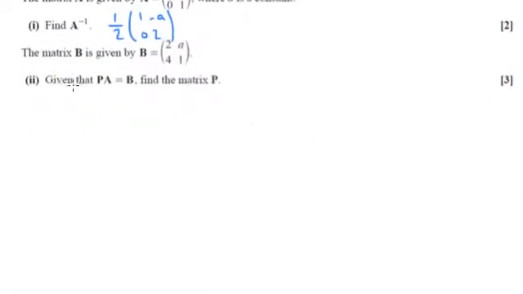Okay, part 2 wants us to solve this equation. It wants us to calculate p given that p times a equals b. So what we need to do is realise that if p times a equals b, if I times this by the inverse of a on the right hand side here, I need to do it on this side of the equation too, so that's b times a to the minus 1. Then a times the inverse of a is just 1, the identity matrix.